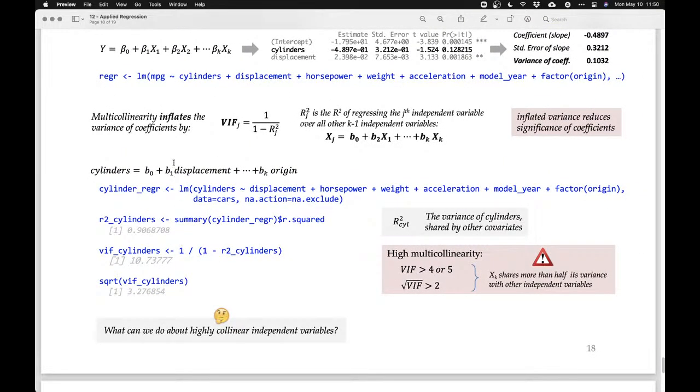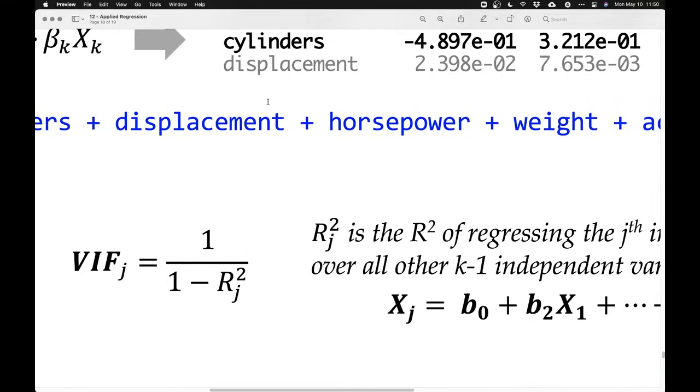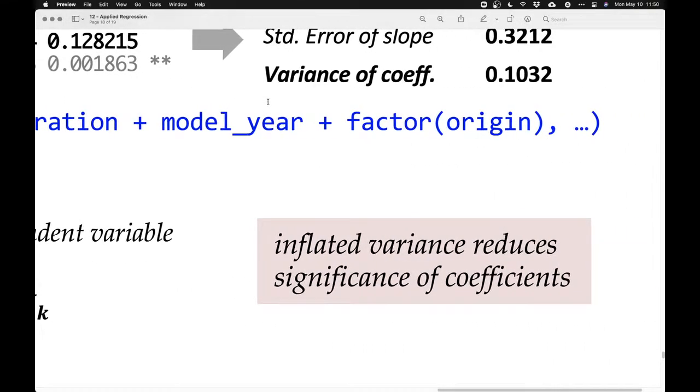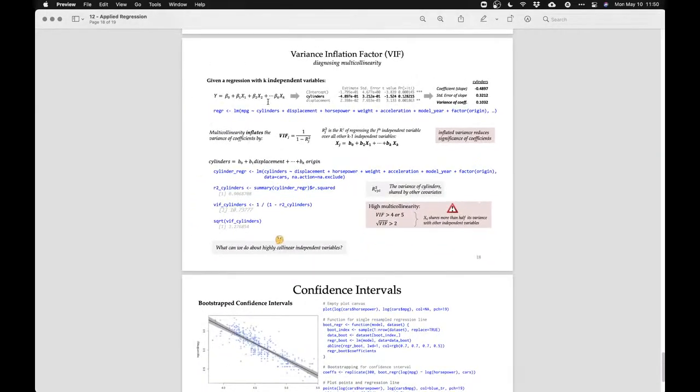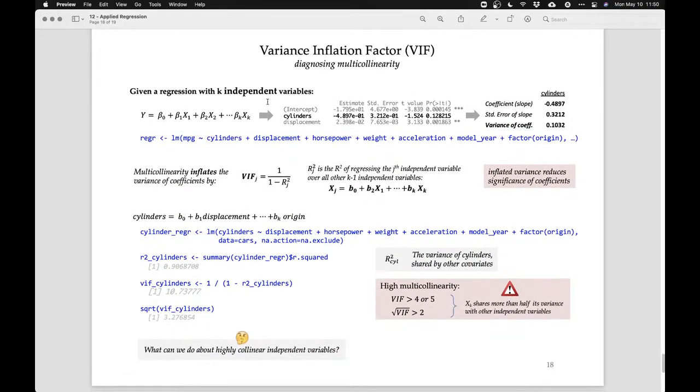For now, use it just as a diagnostic. And by the way, this is just a diagnostic that I've shown you for cylinders. You could run a similar diagnostic for displacement, horsepower, weight, acceleration, all of these. You could run similar VIF diagnostics. Would it be redundant for some of them? For some of them, yes, but you don't know that until you run it.